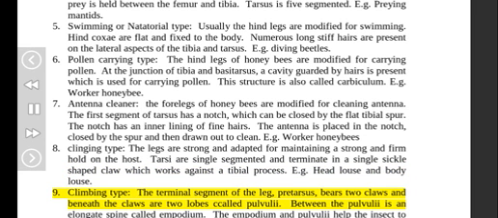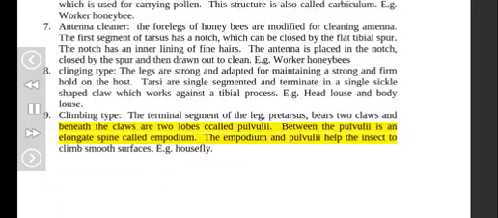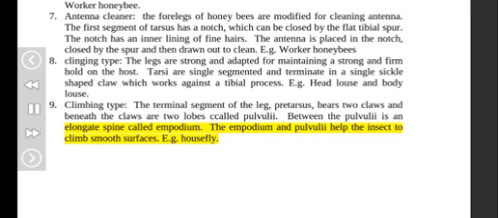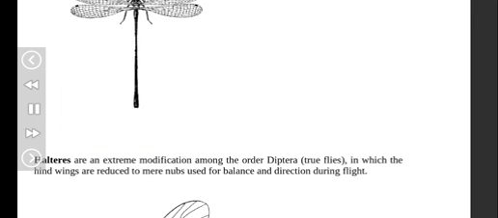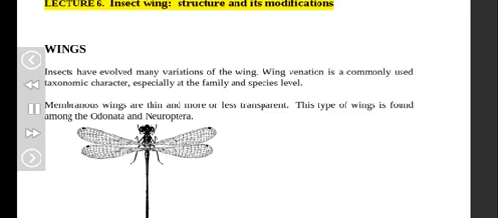9. Climbing type. The terminal segment of the leg, pretarsus, bears 2 claws and beneath the claws are 2 lobes called pulvilli. Between the pulvilli is an elongate spine called empodium. The empodium and pulvilli help the insect to climb smooth surfaces, e.g., housefly.